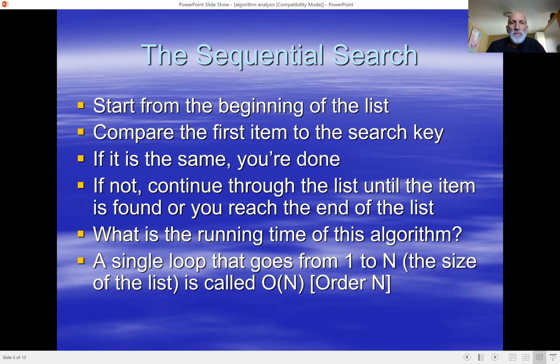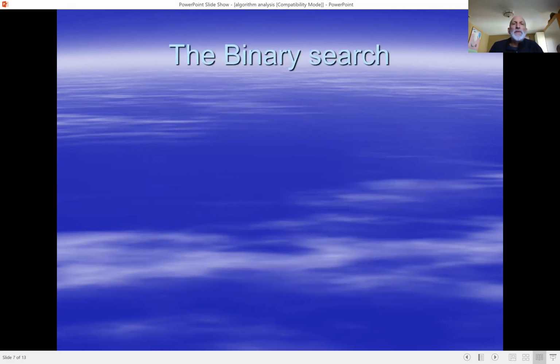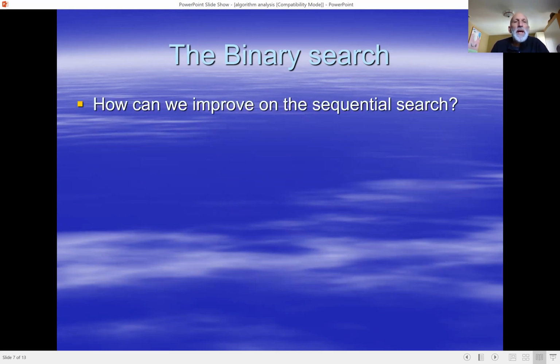So the key is to create a list that does have order to it. And if it does have order to it, then there is a better way, and that is known as the binary search. How does the binary search work? Well, imagine you have order to this list, let's say alphabetical order. So let's say you're looking for somebody whose last name starts with an L. You might improve this because you don't have to go from the beginning to the end.